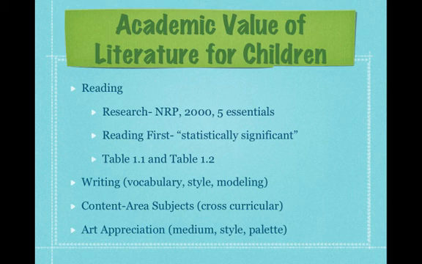The academic value of literature for children has been the topic for numerous research studies. In 2000, the National Reading Panel reported the necessity of including 5 essential reading components for all children in education. And those components include phonemic awareness, phonics, vocabulary, comprehension, and fluency. Good quality literature may be used for all 5 of these components.